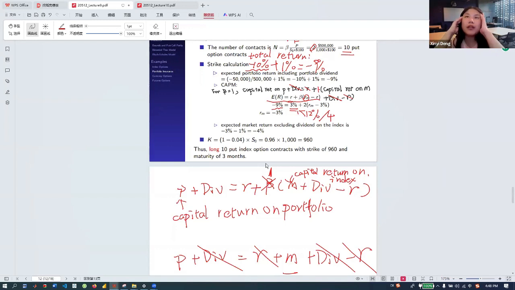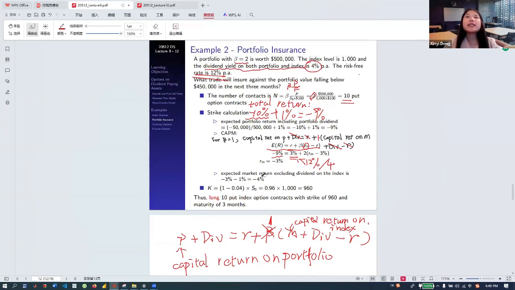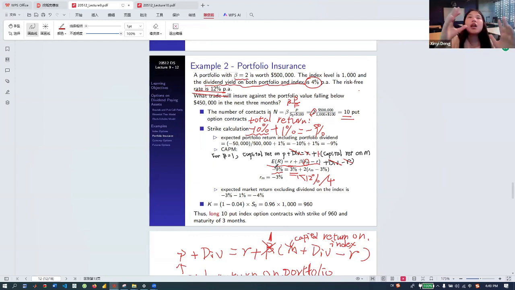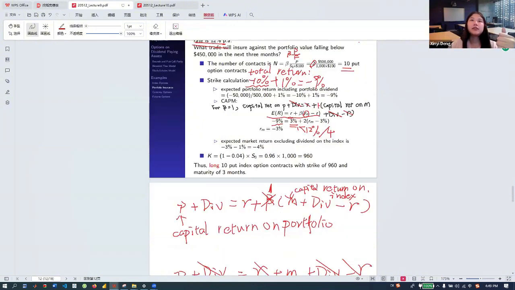When calculating this type of question, I want you guys to be extremely careful about what return you are using. It's too easy to confuse the total return with the capital return. So pay attention to that, and also bear in mind that the CAPM model is about the relationship between the total return on the portfolio and the total return on the market index.